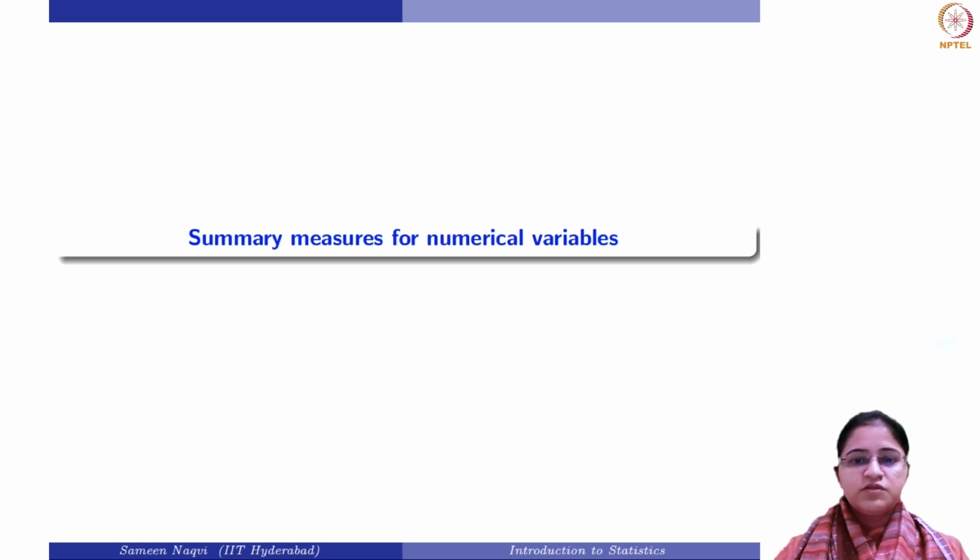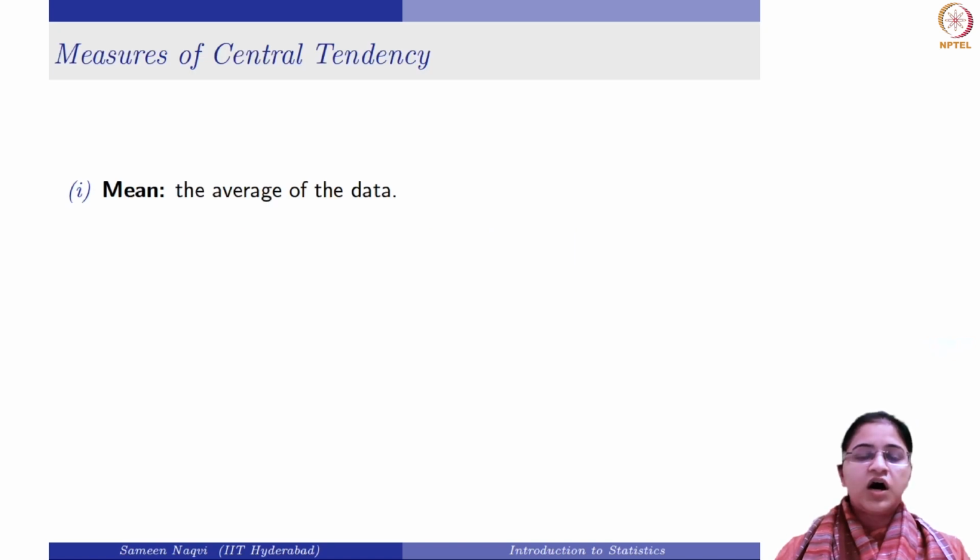For numerical variables, we have seen that they can be either of discrete or continuous type. The first summary measure for numerical variables is the measures of central tendency. It basically gives you an idea about the central aspect of the data, what is happening in the middle of the data. The most common measure for that is the mean. Mean, we all know, is just the average of the data. You add the observations and divide by the total number of observations and you will get the mean.